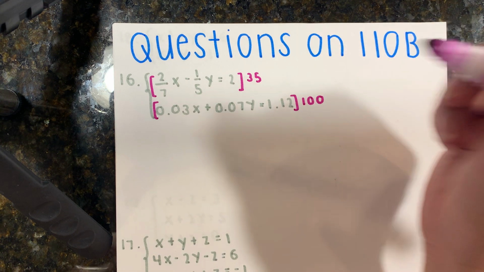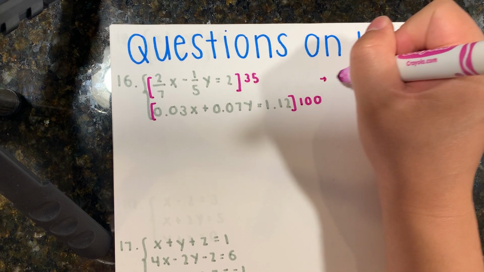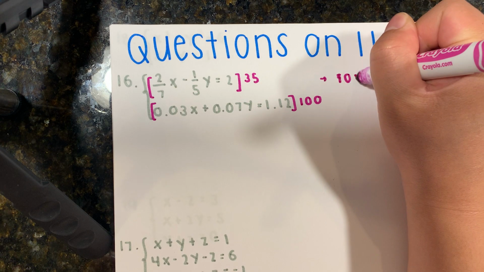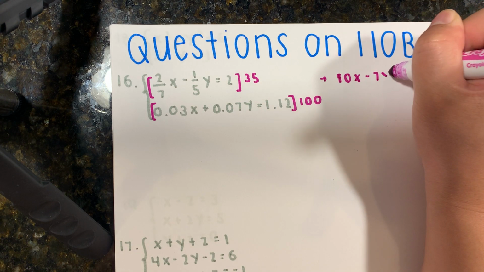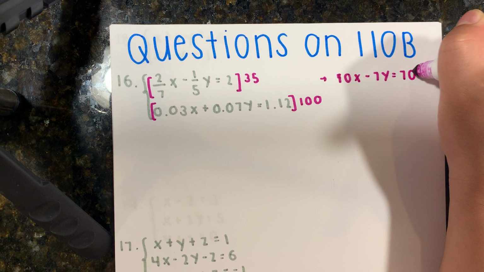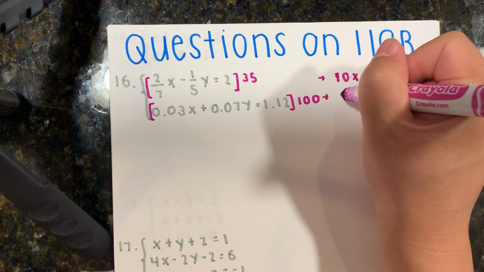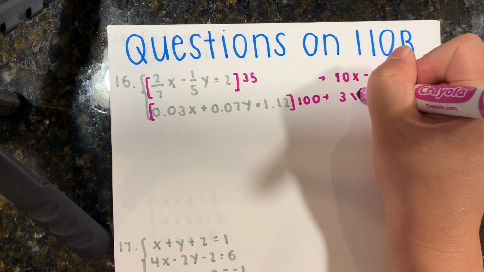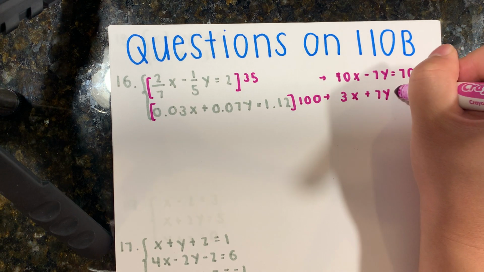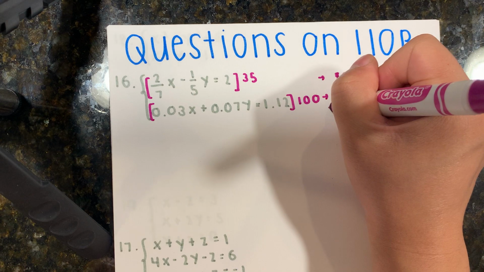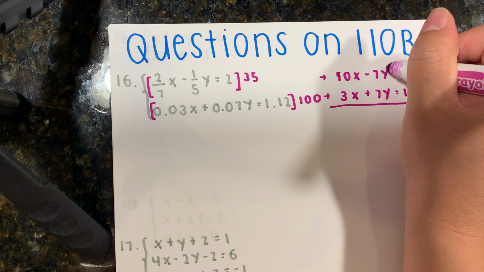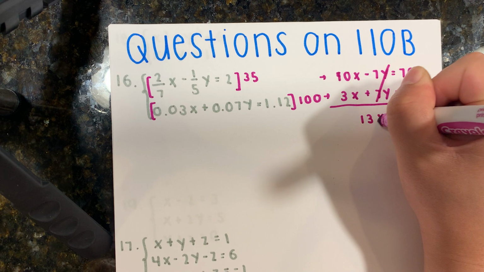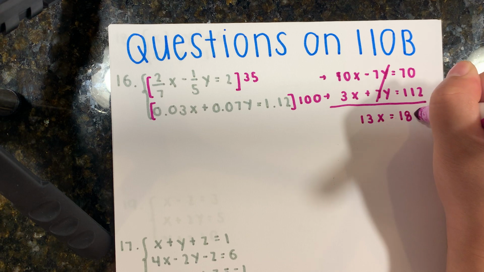So in the top one, I am going to end up with 5 times 2, which is going to be 10x, minus 7y is going to be equal to 70. The bottom, I'm going to end up with 3x plus 7y is equal to 112. And now you should be able to see if I add those together, the y's are actually going to cancel. So I actually have 13x is equal to 182.